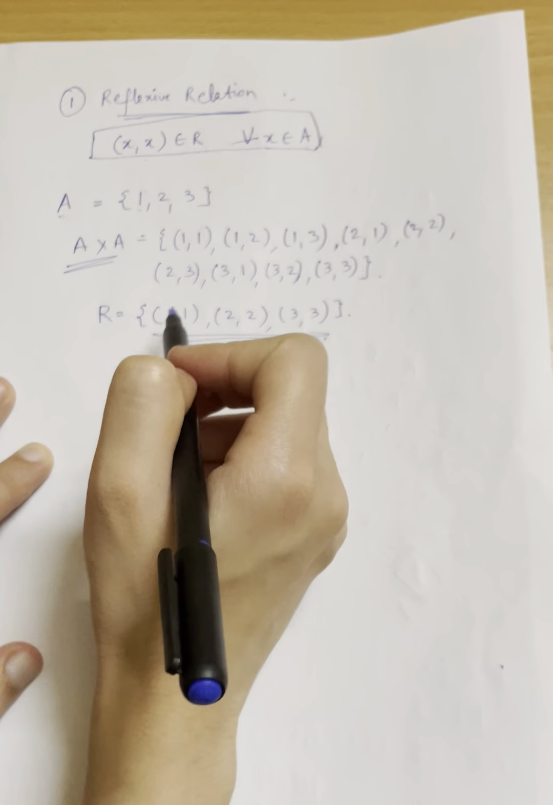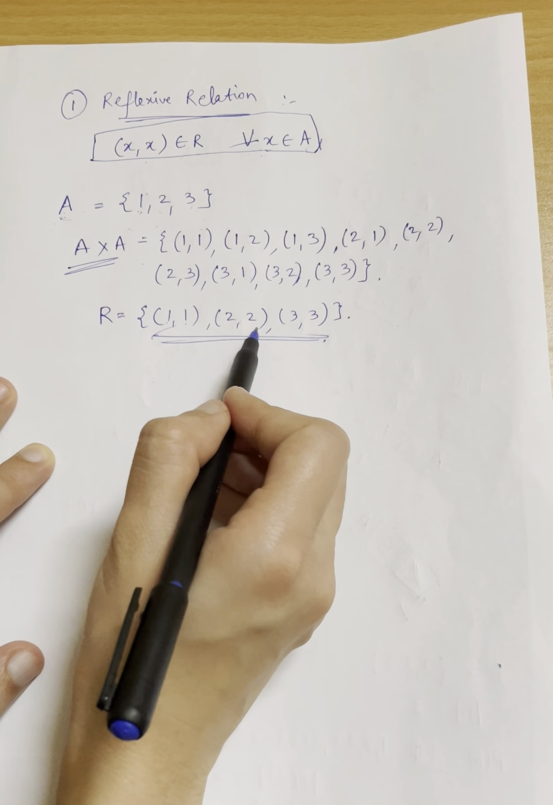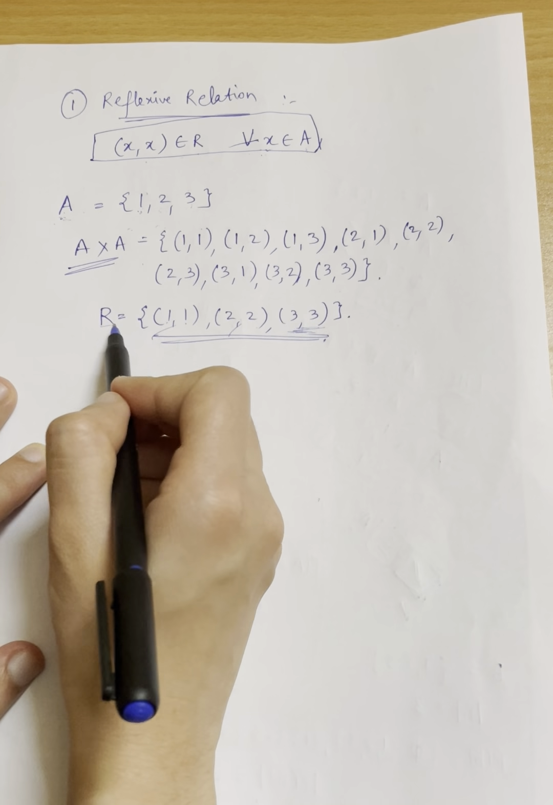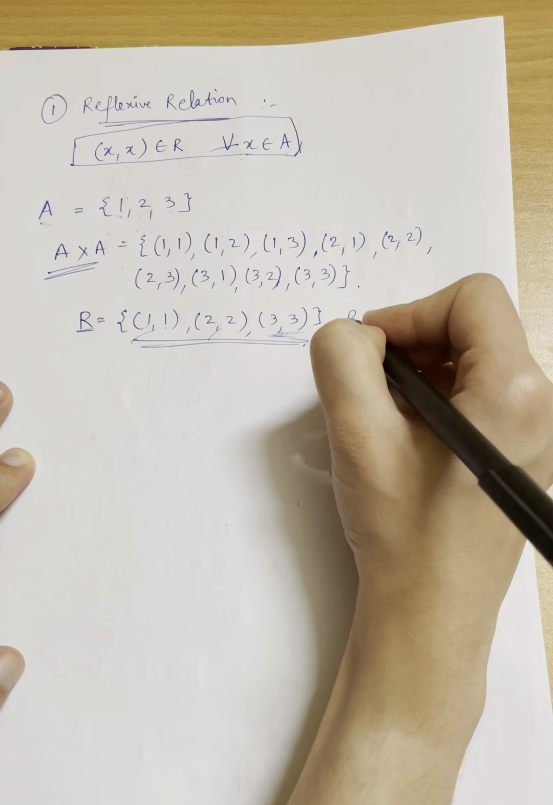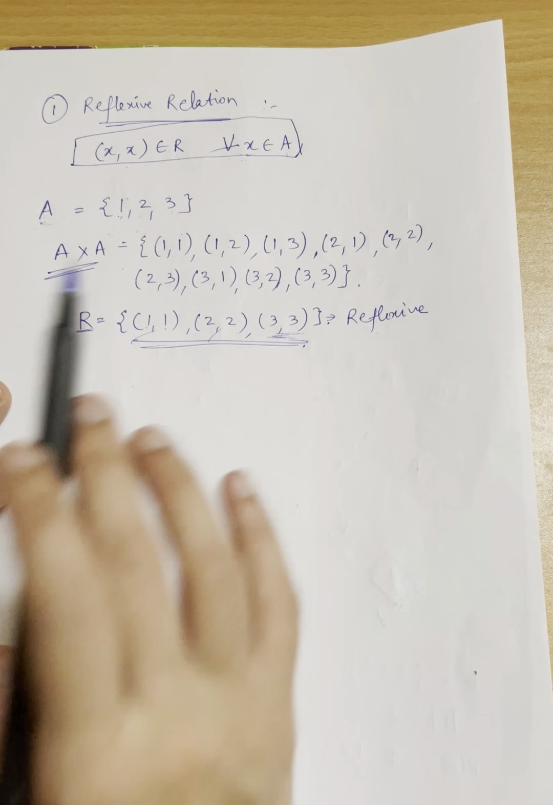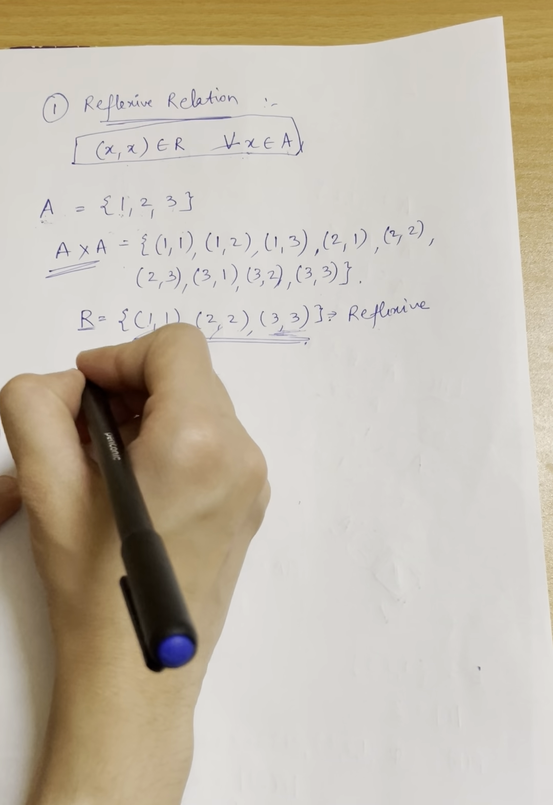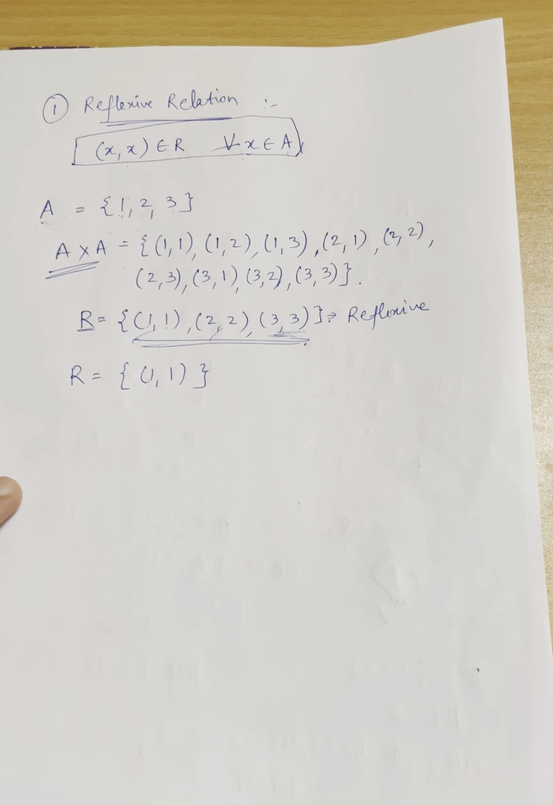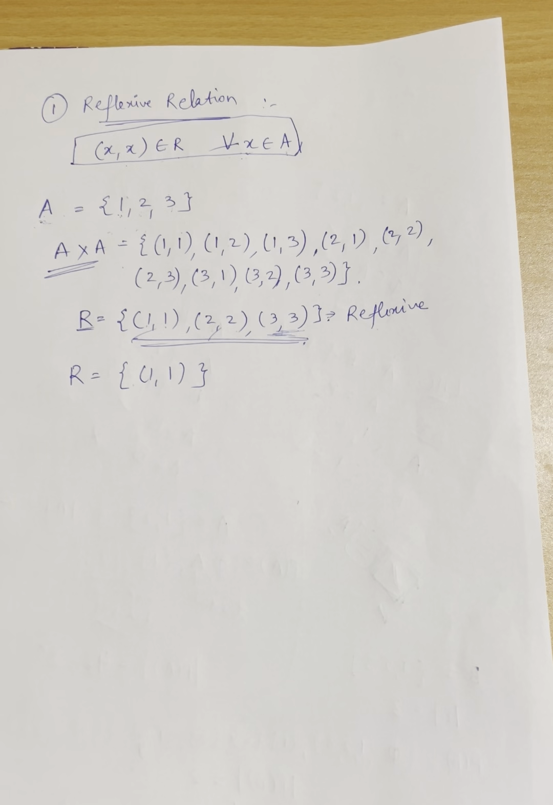(1,1), fine, it's present. (2,2), it's present. (3,3), it's also present. So this relation is reflexive, no doubt. But there is one confusion, I know, and the confusion is this. Let's suppose we have only (1,1). Now is this a reflexive relation? It seems like (x, x) belongs to R is satisfied, so it should definitely be reflexive. No, this is not a reflexive relation.